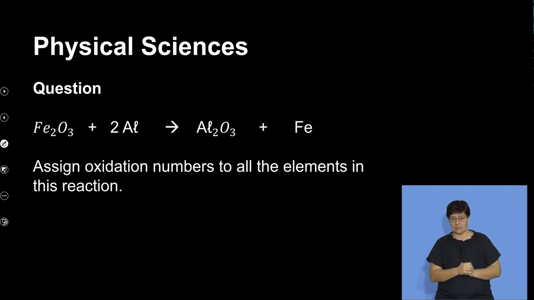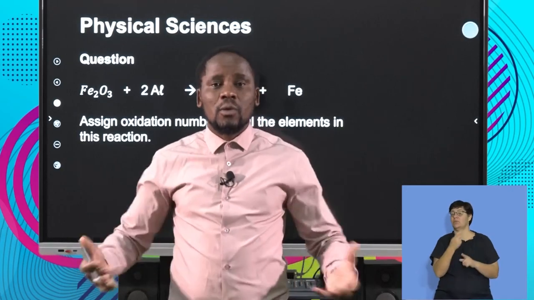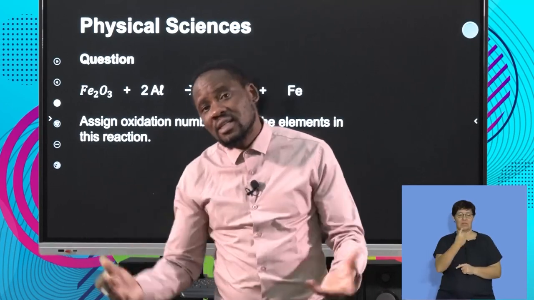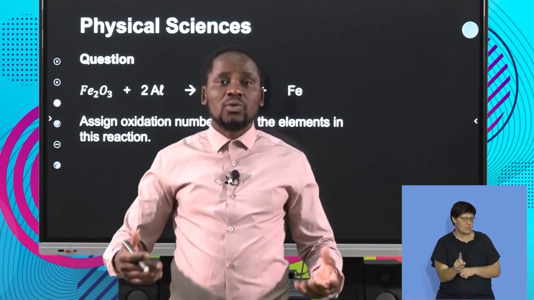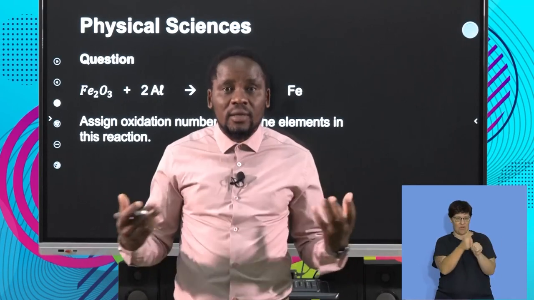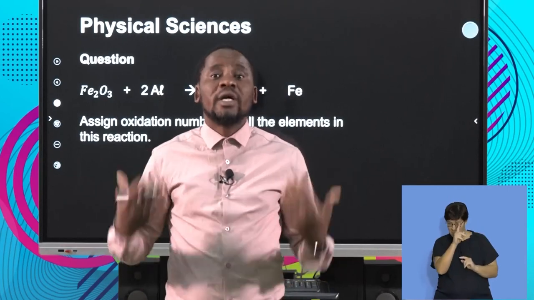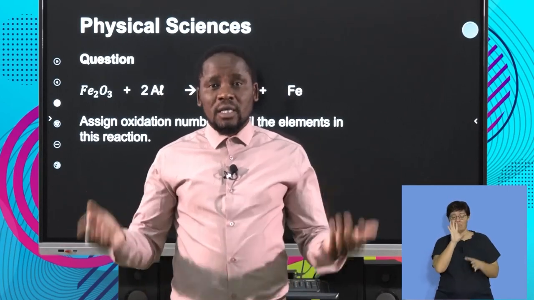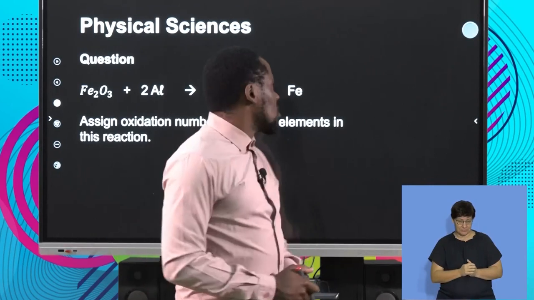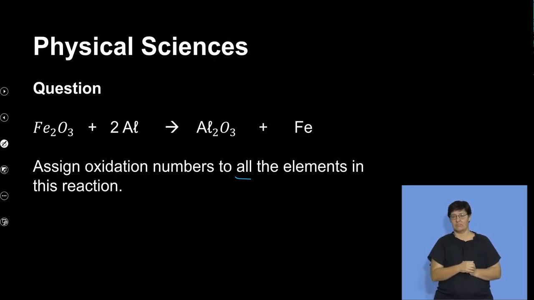Right, now the first question says, assign oxidation numbers to all the elements in this reaction. Now immediately we recognize that this question is about us going back and reminding ourselves of what is exactly important in as far as the rules that we pay attention to when we assign oxidation numbers. There's a whole set of rules that we need to remember and know when to apply each one of them in given scenarios. So in this case, let's start with iron 3 oxide.